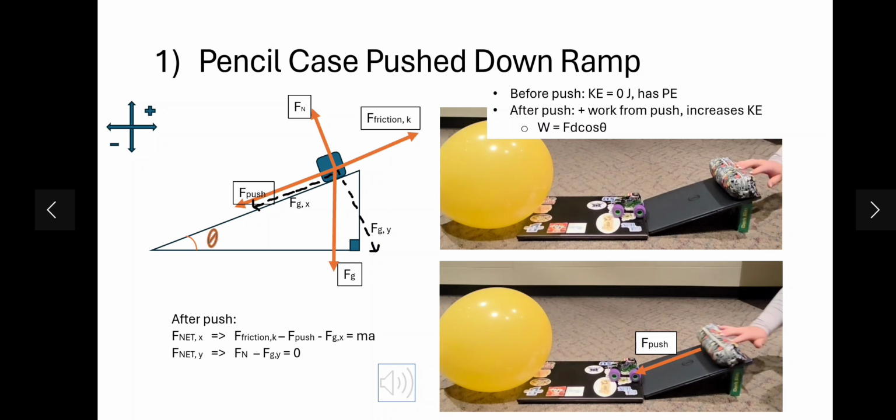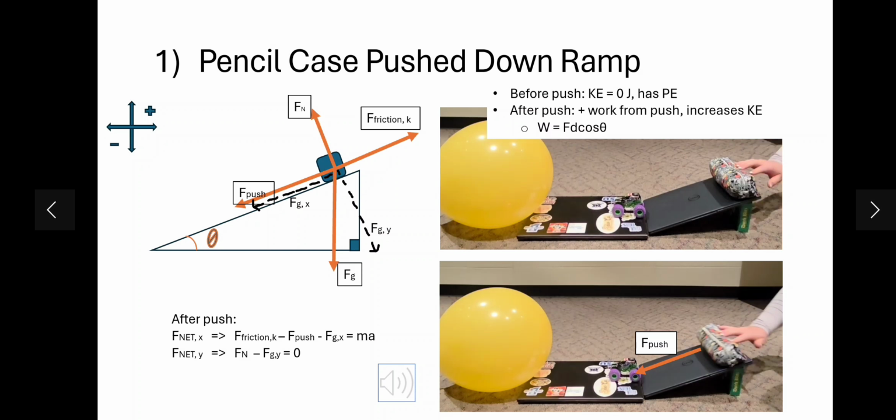In the first event, the pencil case was pushed down the ramp toward the truck. Looking at the free body diagram after defining our positive and negative directions, there is a normal force pointing up perpendicular to the surface of the ramp, a force due to gravity that points vertically downward, which is split into the x and y components of force due to gravity. The x component is along the surface of the ramp, and the y component points down perpendicular to the surface of the ramp. And then there is a force from the push in the negative direction along the ramp, and a force from friction in the positive direction along the ramp.